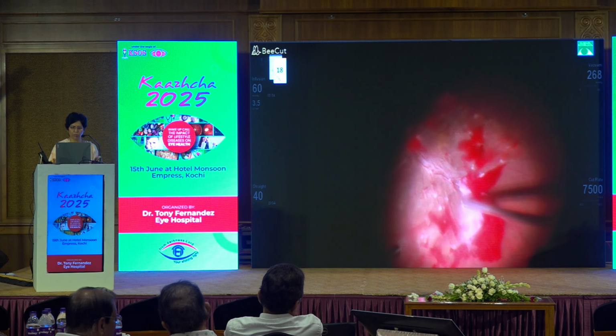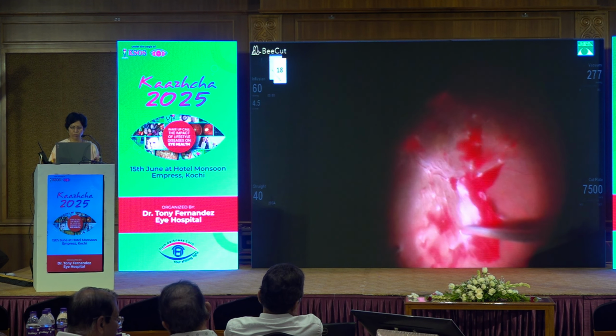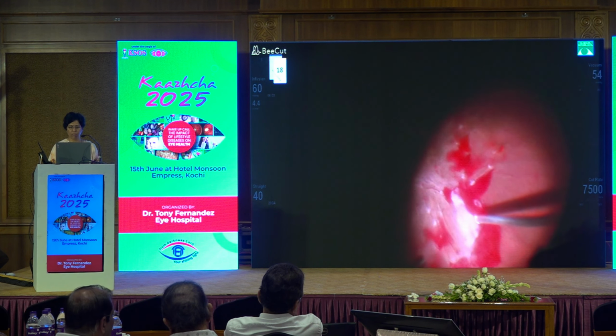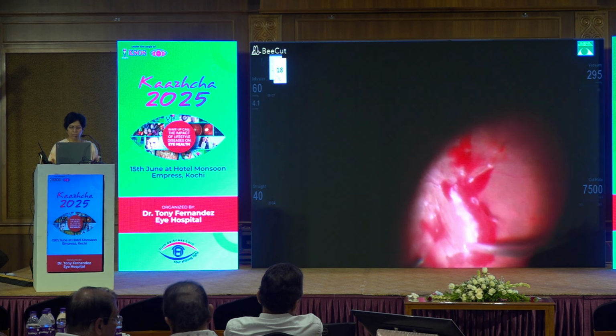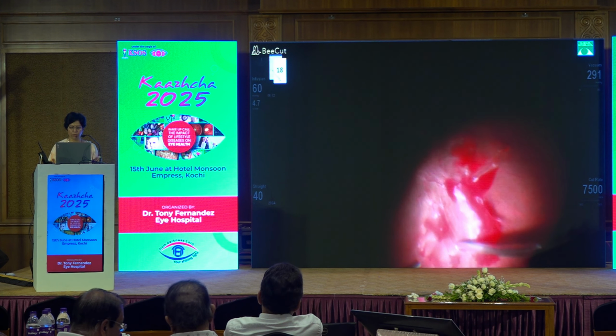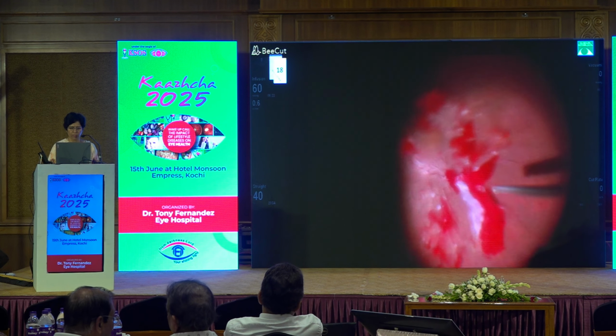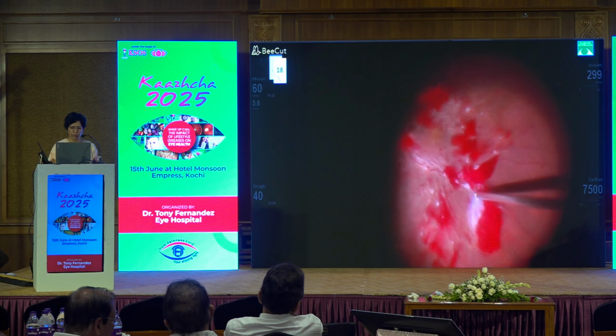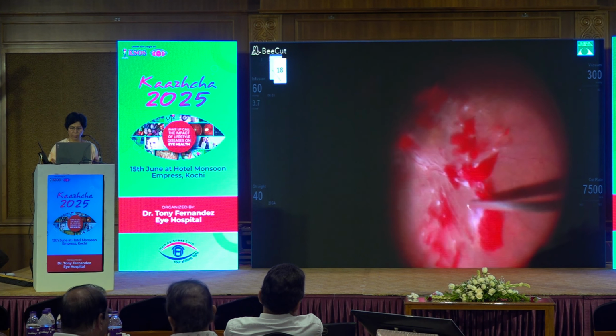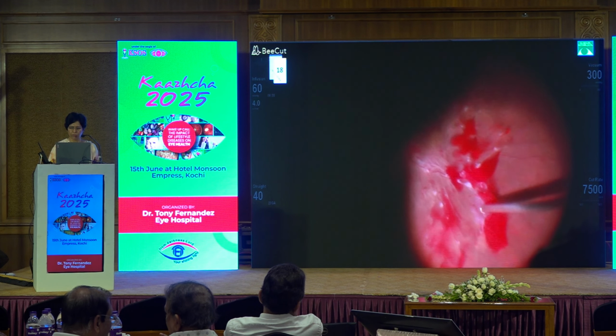So here the cutter is being used to cut the prolif. Although this is not my favorite technique, I use the scissors, nevertheless you may have to use both cutter as well as scissors to cut the membrane. And then of course you have different techniques to peel the membrane.